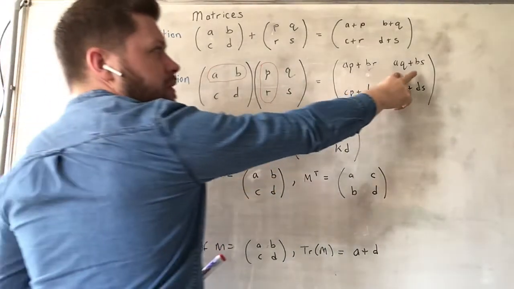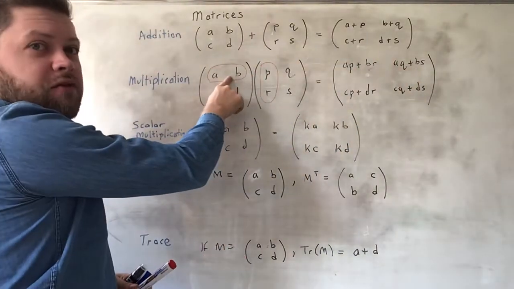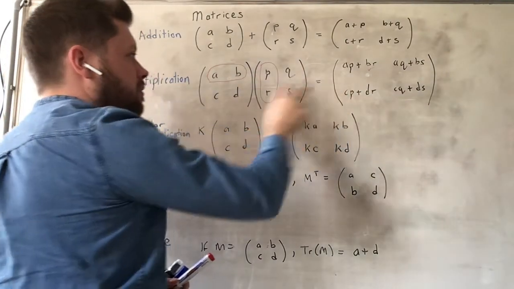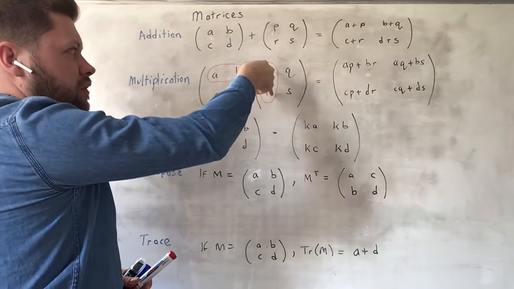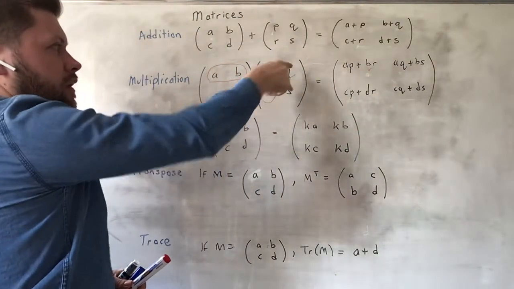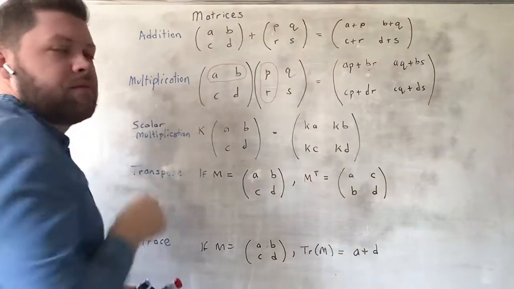So the next element here is going to be this same first row, but the second column. And this element here is going to be this row and the first column. And the last element is going to be this row and the column here.